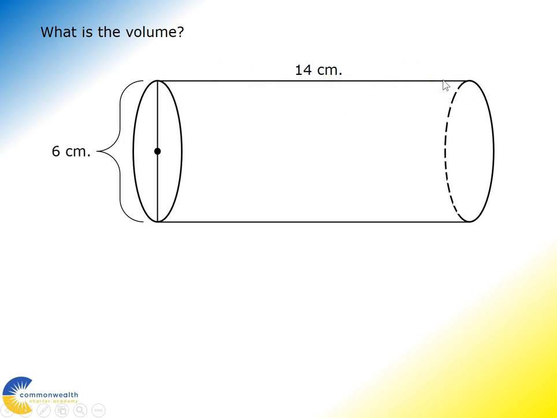The height does not have to be vertical, and that's where a lot of students sometimes have their issues. They think it has to be vertical. This is the height. The radius is 3 centimeters.